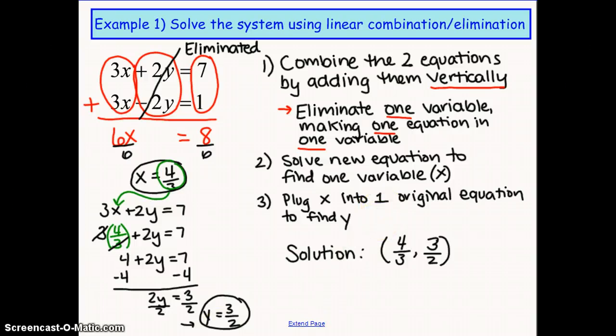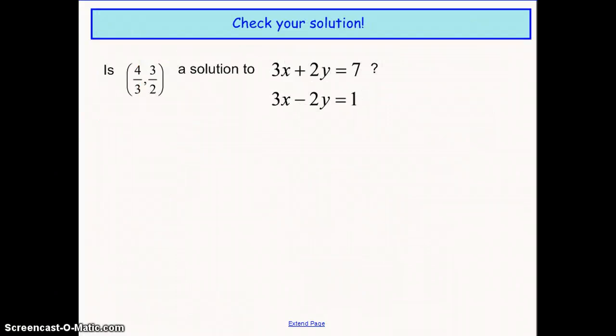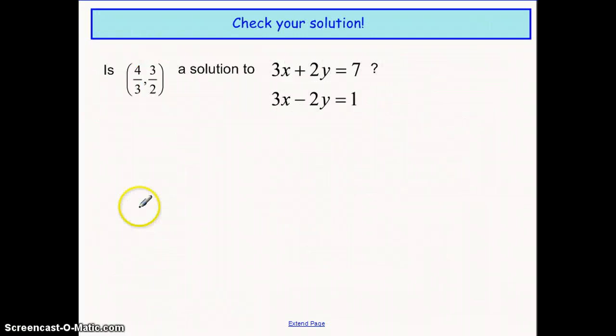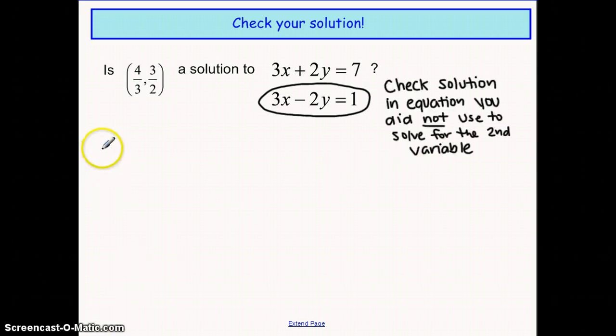Now that we have our solution, we're just going to check to make sure that it's right. So we have to check to see, is 4/3 a solution to 3x plus 2y equals 7? And what we're going to do is we're not going to check it in both equations, because we already know that it works in this equation, 3x plus 2y equals 7, because we solved there. We're going to check it in the second equation. So we'll check it in 3x minus 2y equals 1. And so as a rule, we're always going to check our solution in the equation we didn't use to find the second variable. So here's our check.